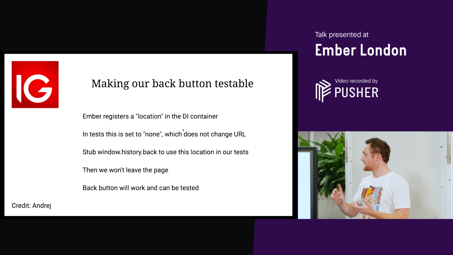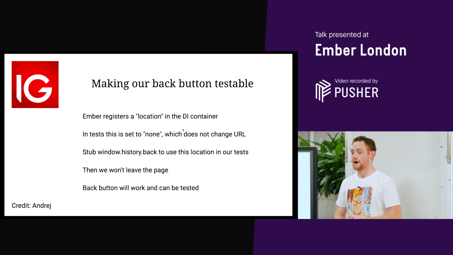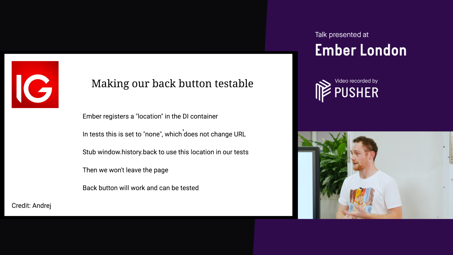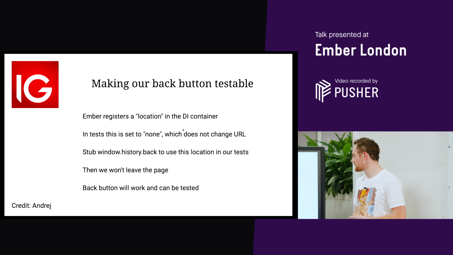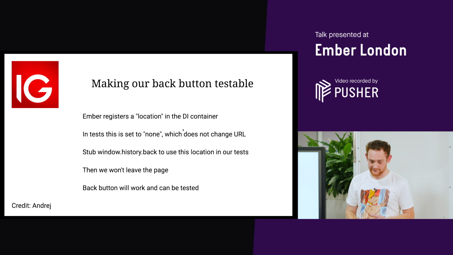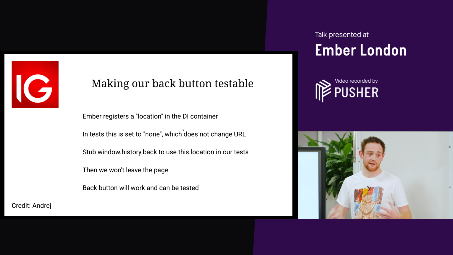He went digging through Ember and came up with the following solution, which I then later implemented. Basically, Ember has a location provider. There are 2 of these that are predominantly used. The first one is history, which is going to interact with the HTML5 history API and do as you'd expect. And the second one is none. This is the one that is registered in testing and behaves how you'd expect it to behave. So what we'd like to do is take the location none and stub out window.history.back to use this location none service, and then the user won't leave the page. It makes all of our transitions testable.